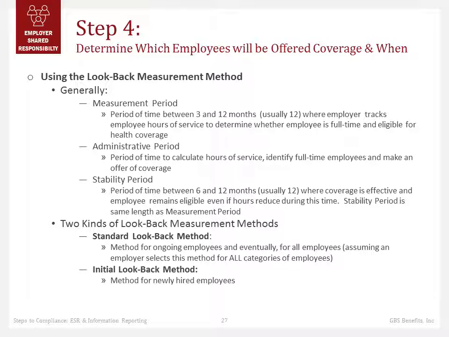Okay, generally, as an overview, a measurement period under the look back is a period of time between 3 and 12 months. Most employers are picking 12 months. You can choose where you track employee hours of service to determine whether an employee is full-time and eligible for coverage. Remember, you're going to do some averaging, do some math at the end of that measurement period. Administrative period is a period of time where you're going to calculate the hours of service.